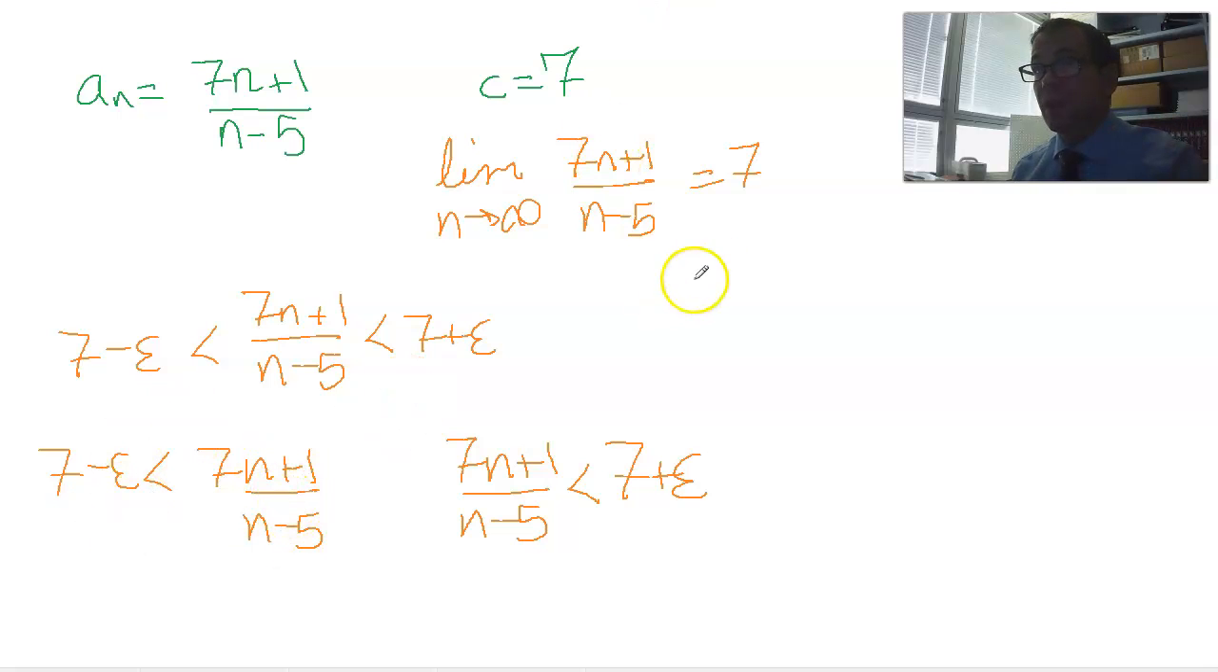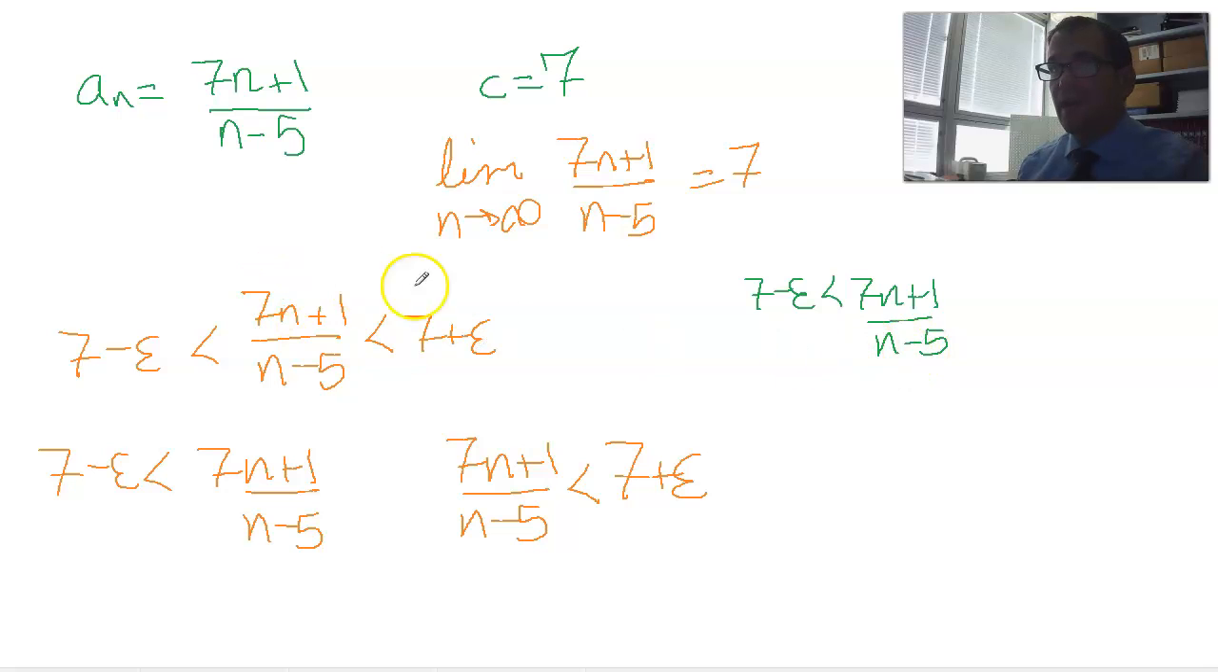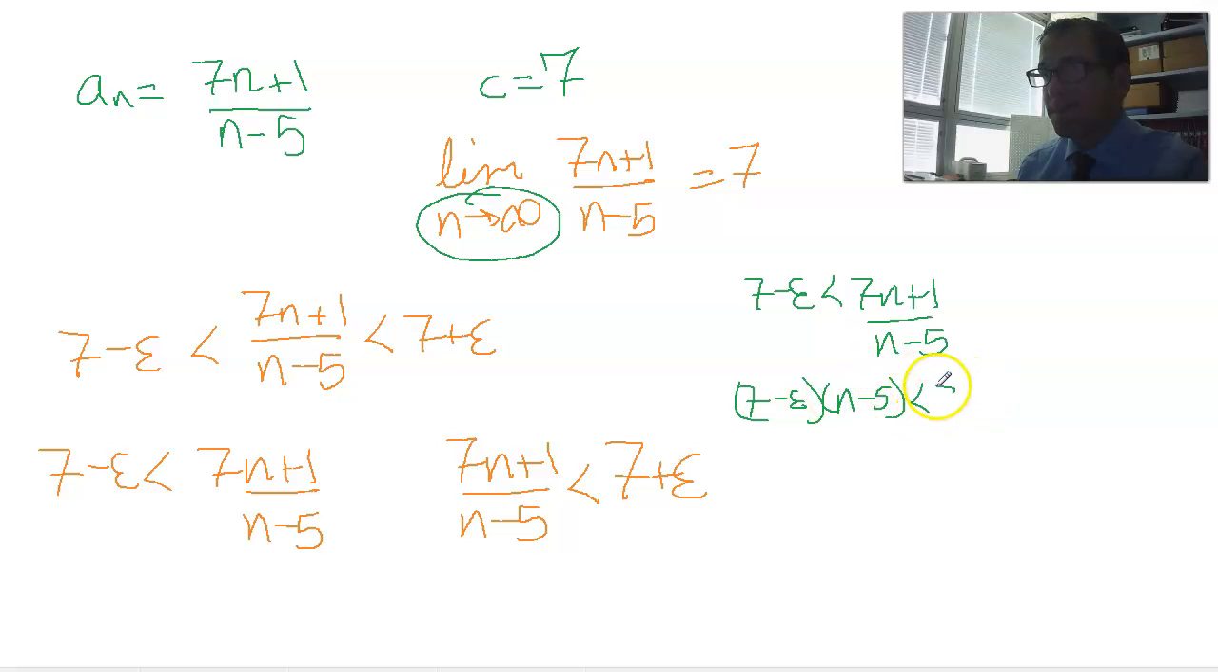But let's look at this side. I'll do this in beautiful green. 7 minus epsilon is less than (7n + 1) all over (n - 5). n is gigantically positive, so if I subtract 5, still positive. And so I'll multiply both sides by n minus 5. Do a little foiling magic. And then we'll see what happens.